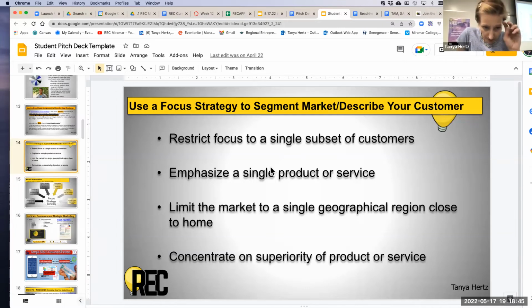When we're first estimating our early adopters, you want to be a single customer segment. There can be many later along the way. You want to have a single product or service. You want to have a single geographic region, close to where you live or work. And you want to be able to be really, really great in that initial niche market.